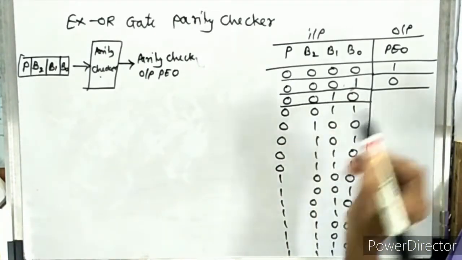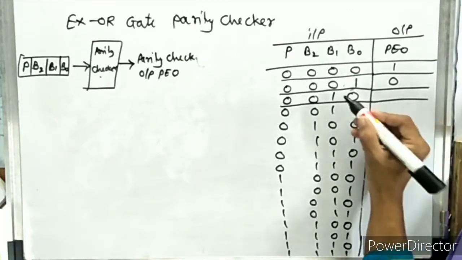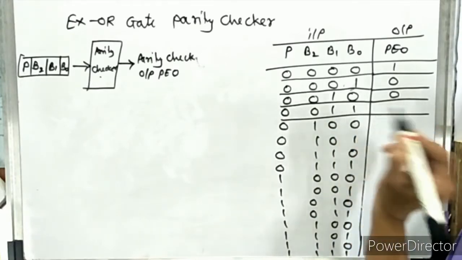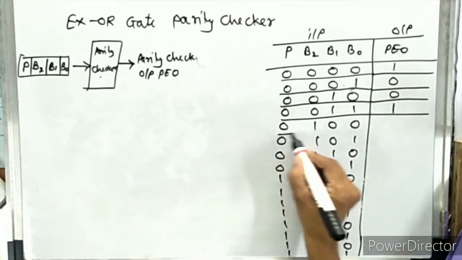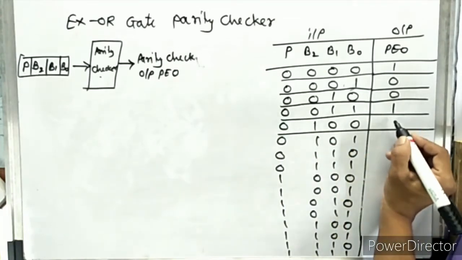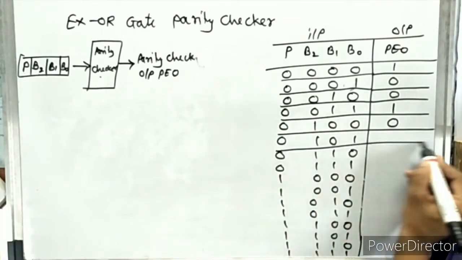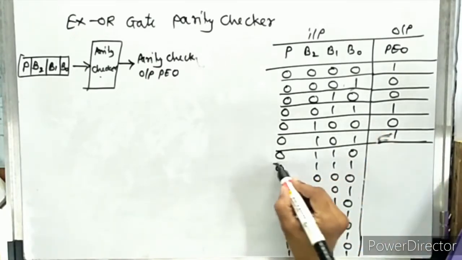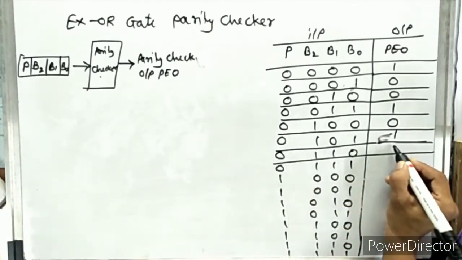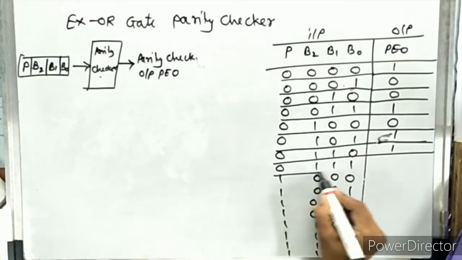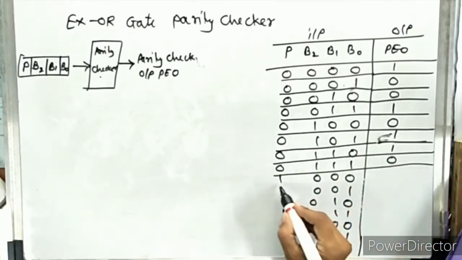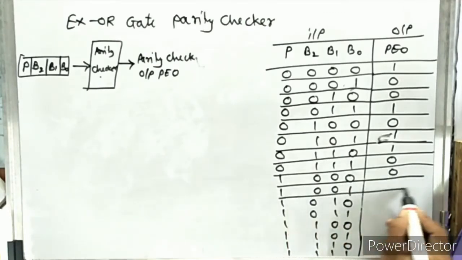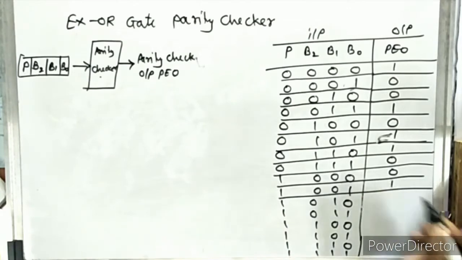Check the next input. Here the number of ones, again, is odd, so no error. For this input the number of ones is even, so an error will be generated. Here the number of ones is odd, so no error. Here the number of ones is 2, that is even, so an error will be generated. Then for the next, again the number of ones is 2, that is even, so an error will be generated. Here the number of ones is odd, so no error will be generated. Here no error will be generated. For this the number of ones is 2, that is even, so an error will be generated.